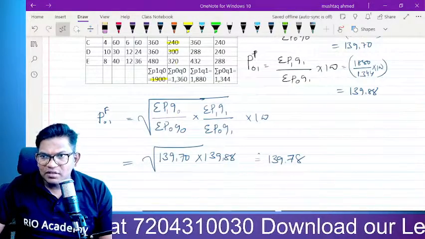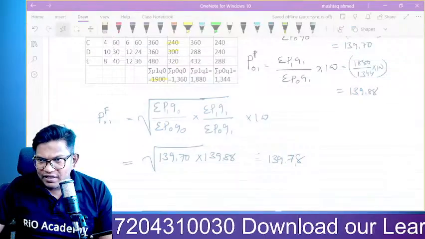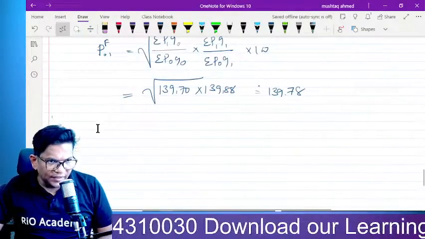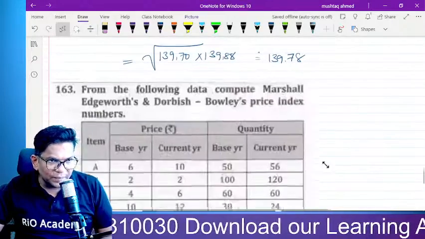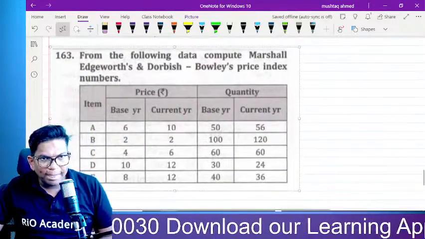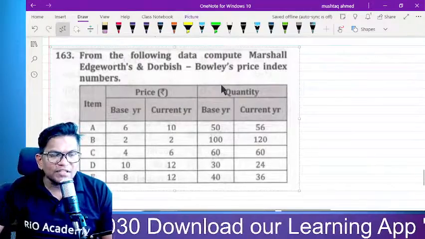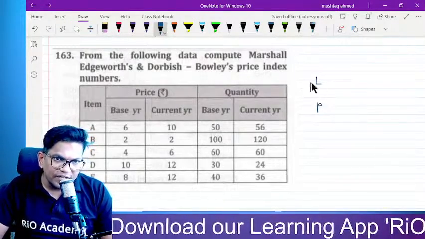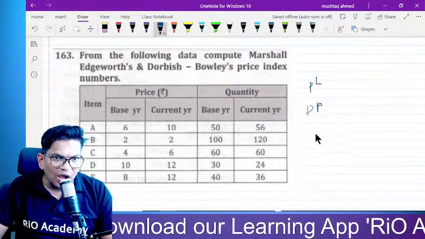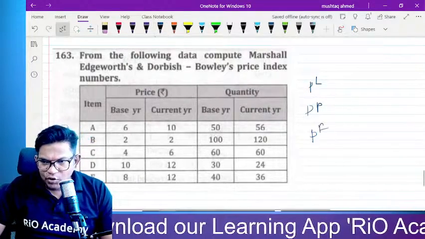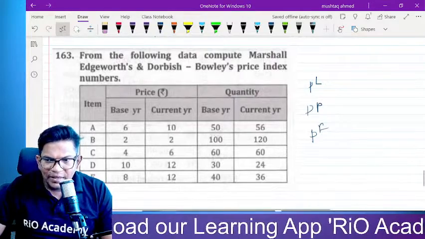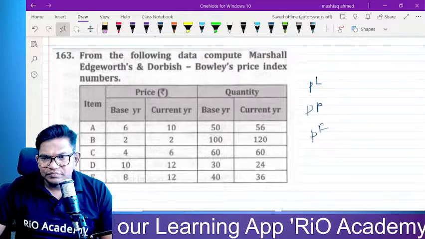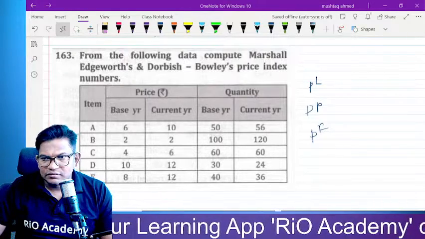I'll give 10 minutes time. Not 10 minutes, less than that, I mean 5 minutes. We solved the last Paasche passage. After that I will finish Marshall Edgeworth, and Dorothy probably. But first I want last Paasche and Fishers. Do it. I'll give 2 minutes time, I mean 1:30. I'll be back in 10 minutes. Do it fast. Okay, sir.